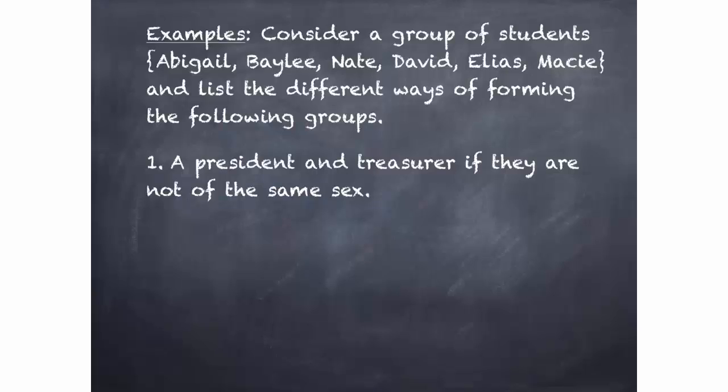Counting by systematic listing. And when we have small groups of things, systematic listing is very convenient and it's pretty easy to do. All right, so we're going to consider a group of students, Abigail, Bailey, Nate, David, Elias, and Macy, and we're going to list the different ways of forming the following groups. So, well, let me just read part A. All right, so number 1 says, a president and a treasurer if they are not of the same sex.